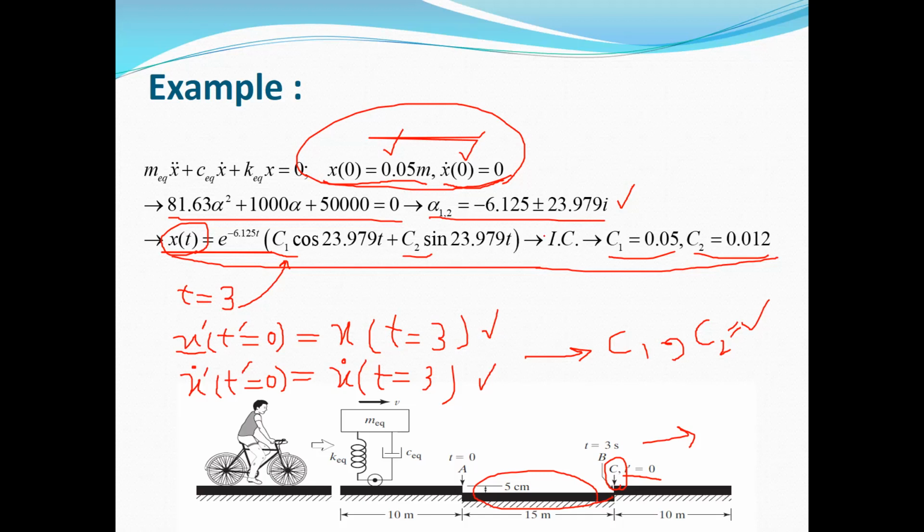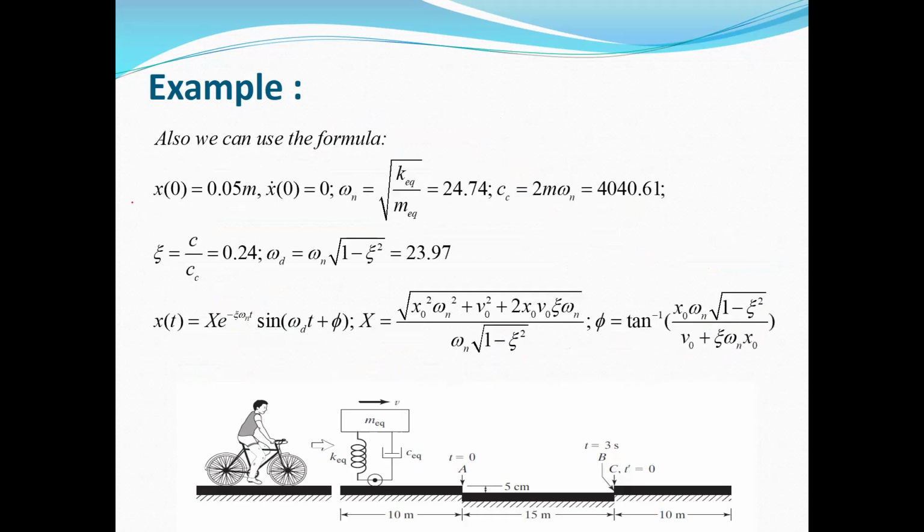So the solution procedure is the same, and you can also use the formula, as I mentioned in the previous slides, to obtain the response for an underdamped system. Here, this is x(t). You can obtain X, which is the amplitude, and phi, which is the phase angle, using these two formulas. And you can easily write the response.